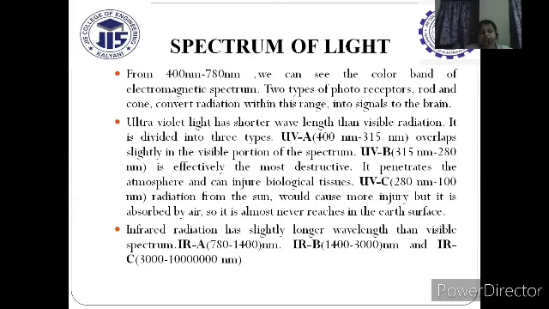Another radiation is infrared radiation, which has a slightly longer wavelength than the visible spectrum. It also has three types: number one is IRA, infrared A, then IRB and IRC, and the ranges are gradually 780 to 1400 nanometer, 1400 to 3000 nanometer, and 3000 to 1 lakh nanometer.